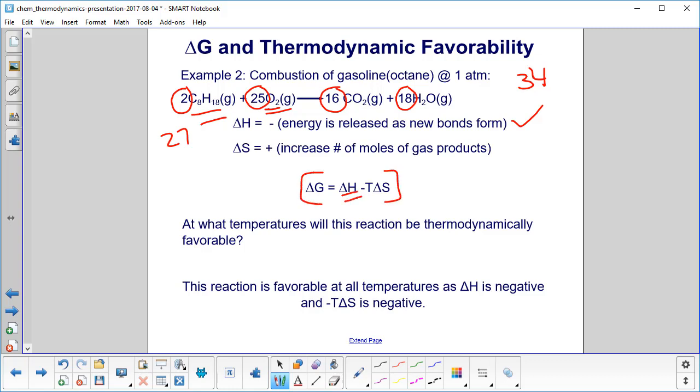Delta H is always negative, okay? Negative T delta S, well, what's that? Delta S is positive, so negative times a positive will be negative. So I have 2 negative numbers here. You add them together, we're going to get a negative value for Gibbs free energy, so the reaction is favorable no matter what the temperature is.